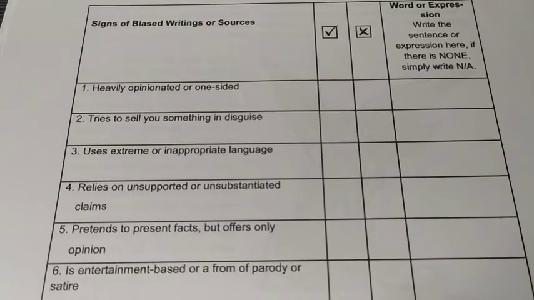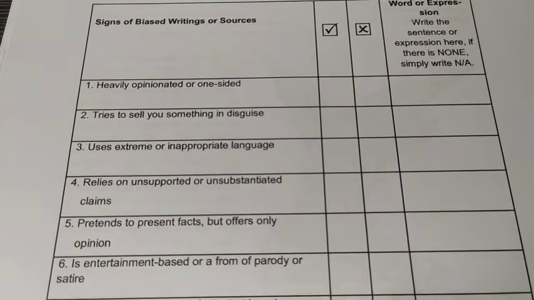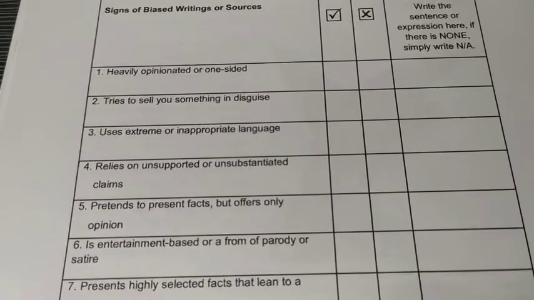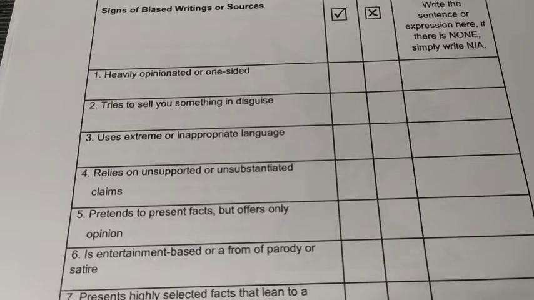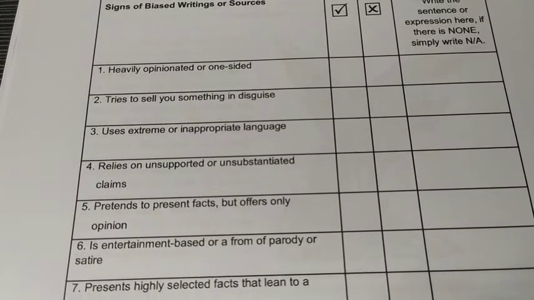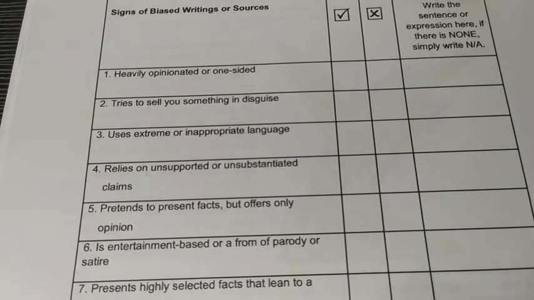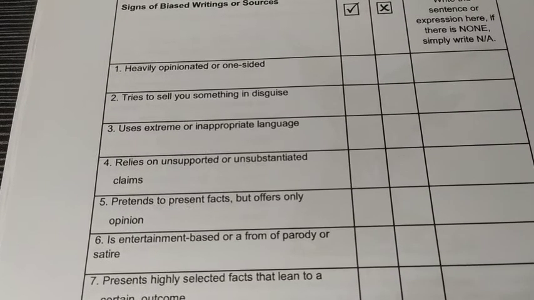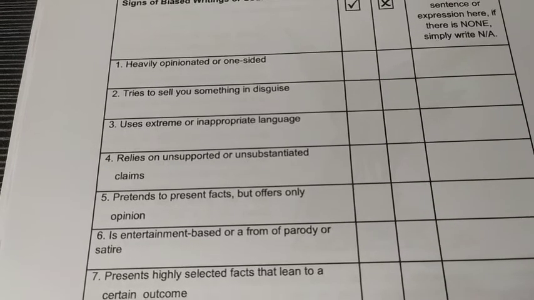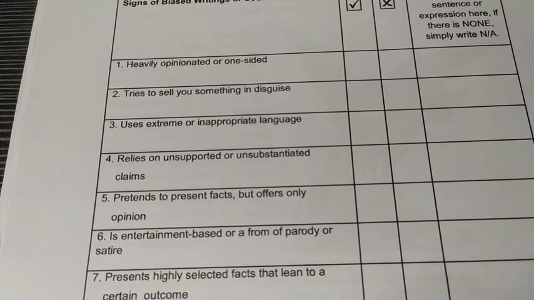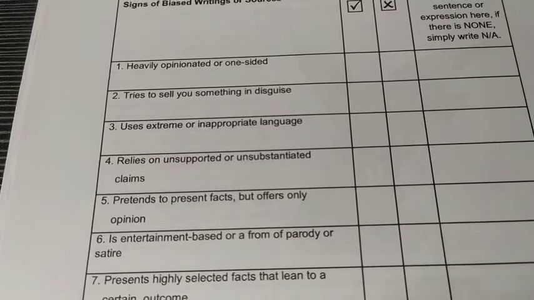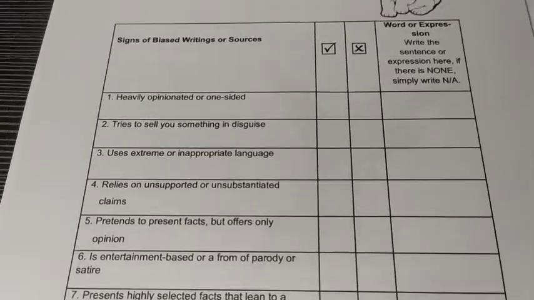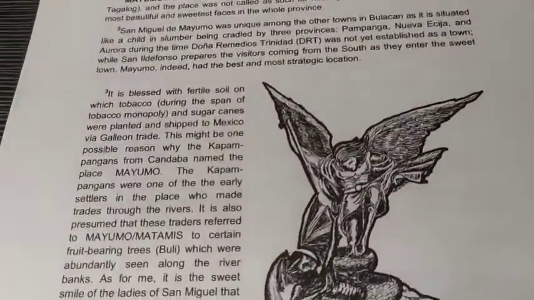So if you answer check, then you will write the sentence which describes each item, for example, heavily opinionated or one-sided. If you draw a check mark, then you should find a sentence which will support your answer, that it is heavily opinionated. So you can locate those sentences in the text that you have read.